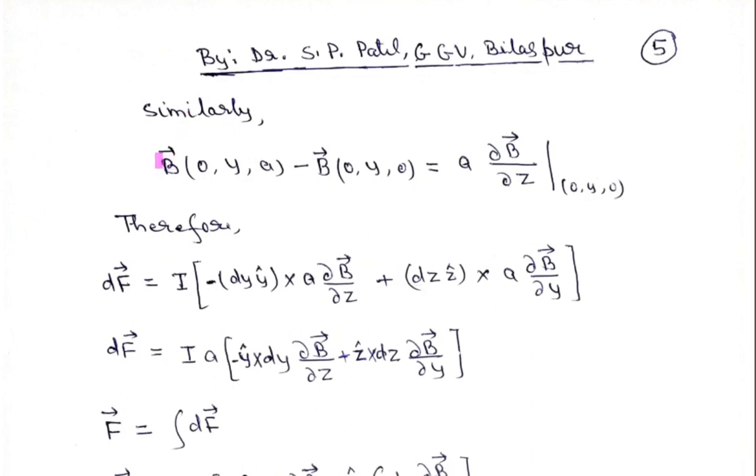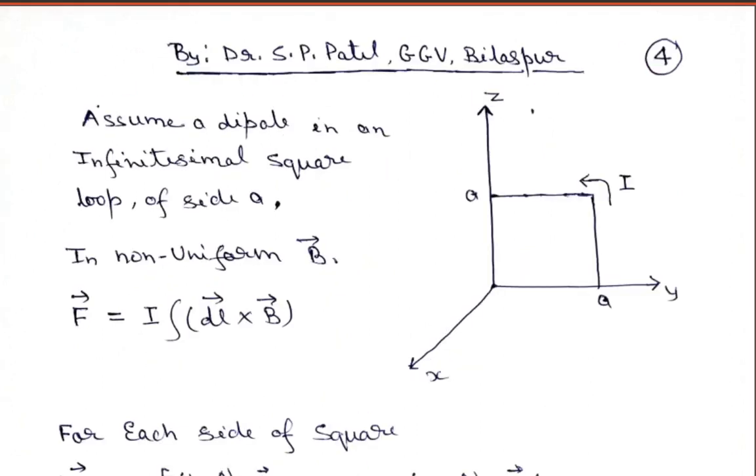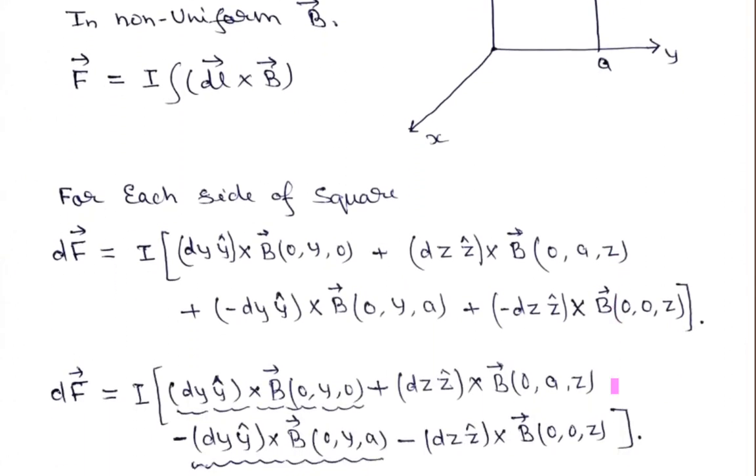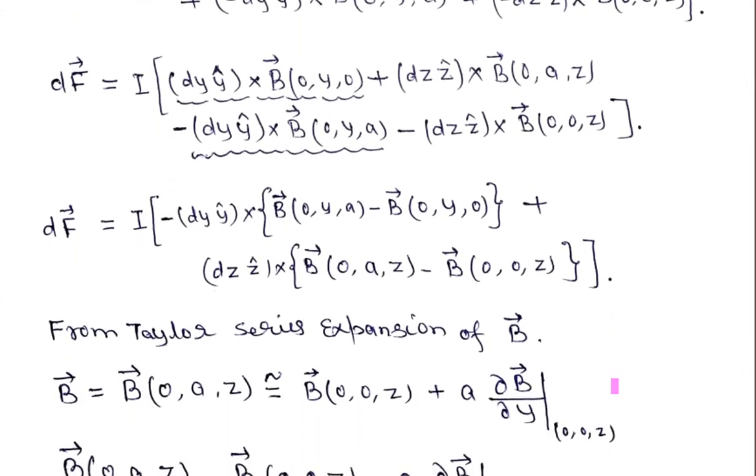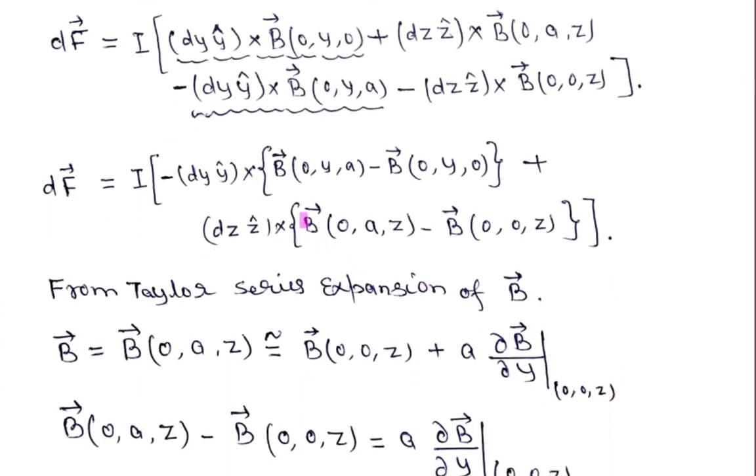So similarly for B(0, y, A) minus B(0, y, 0), it is equal to A del B upon del Z at 0 y 0. So after substituting those two values we can find out dF. What I am doing is substituting in place of this quantity, this quantity, so that is this one.